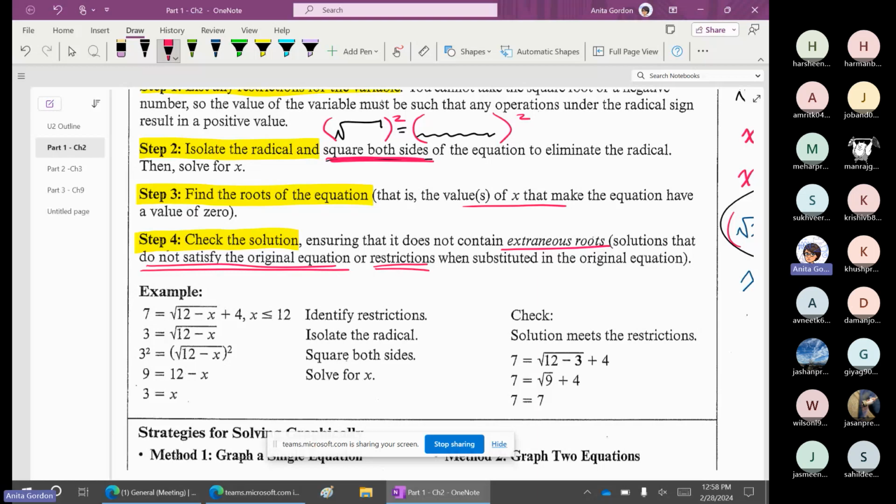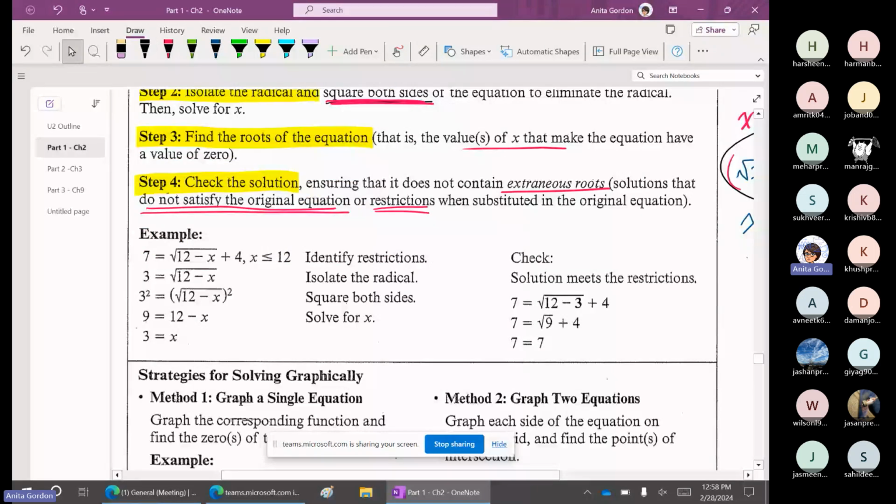Okay, the way that we check, here's just a quick example. If I have this equation here, 7 equals root 12 minus x, plus 4. Here's my restriction. Looking at the radical there, I have a 12 minus x, so I need an x that is less than or equal to 12. And you can see subtracting 4 from both sides gives me this step. I'm squaring everything on both sides, and I'm solving for x, and I get that x equals 3. The first thing I do is check, does it fit the restriction?